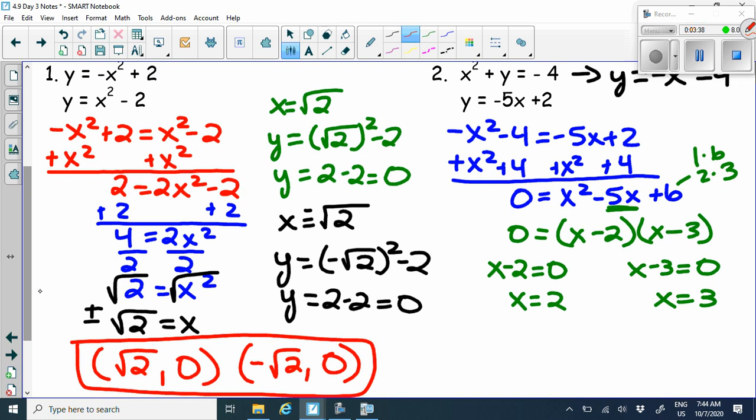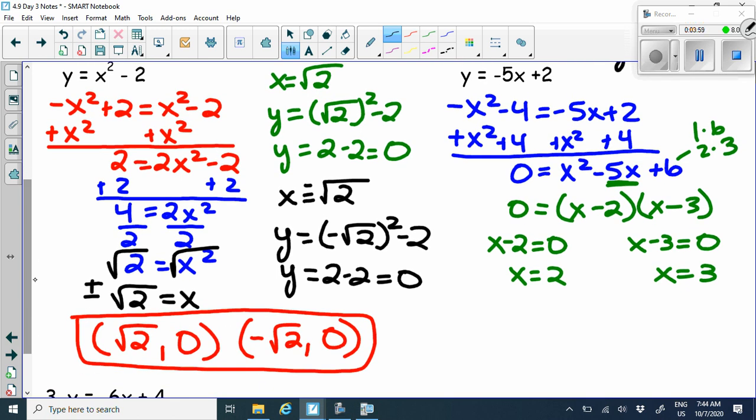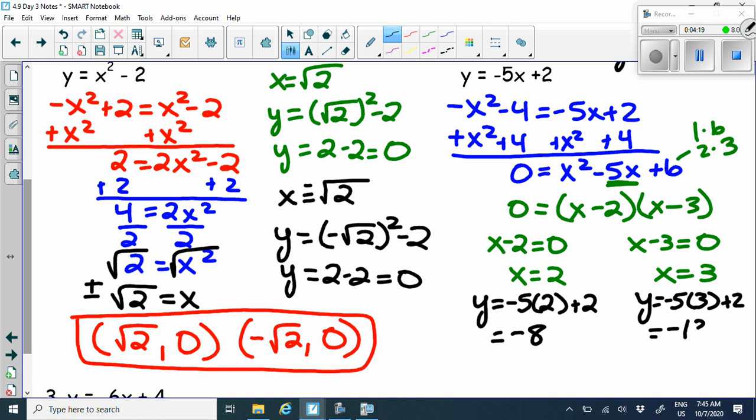So now from there, I'm going to plug the 2 and 3 back into one of these equations to get my y value. Now remember, when you plug it back in, pick the easier one, which I would suggest maybe the second equation, y equals negative 5x plus 2, is your easier equation to plug those x values into. Okay, let's start with the 2. So I have y equals negative 5 times 2 plus 2. So when I get that, I get negative 10 plus 2, which gives me negative 8. And then for my 3, I get negative 5 times 3 plus 2. So I get negative 15 plus 2, which gives me negative 13.